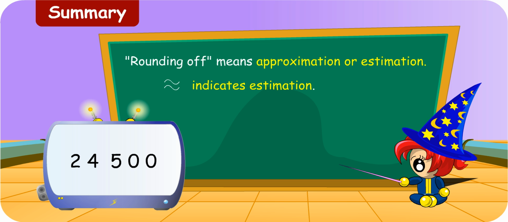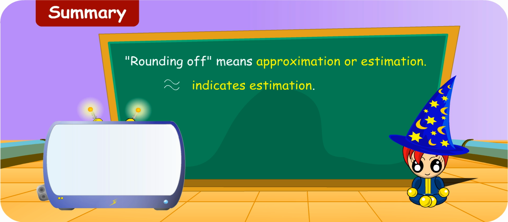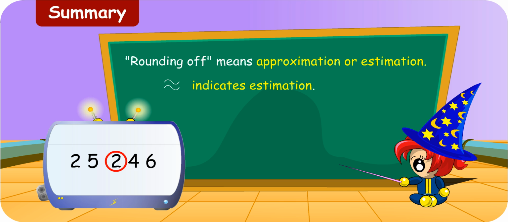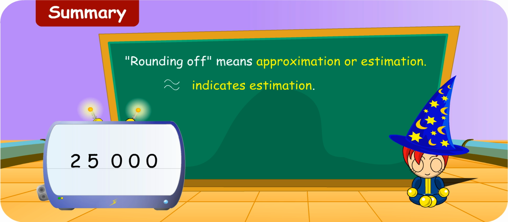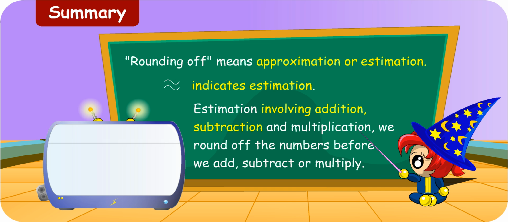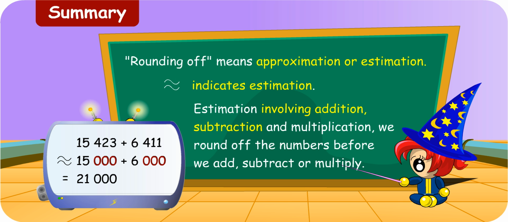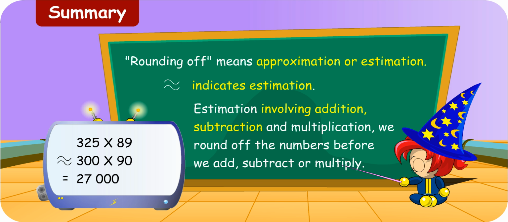To round off a number to the nearest thousand, look at the digit in the hundreds place. You round up the number if the digit in the hundreds place is equal or more than 5, and you round down the number if the digit in the hundreds place is less than 5. In estimation involving addition and subtraction, we round off the numbers to the nearest thousand before we add or subtract the numbers. In estimation involving multiplication, we round off the numbers to the nearest 10, 100, or 1000 before doing multiplication.